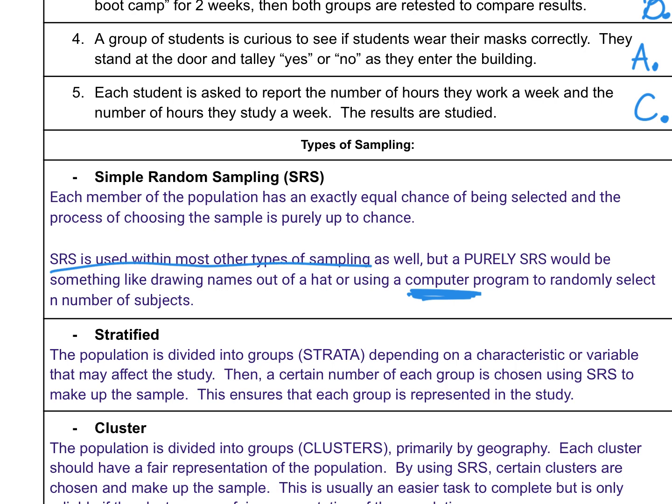And once again, this is when there is an exactly equal chance. Okay, so like winning the Powerball. Okay, everybody that buys a ticket for the Powerball, those Powerball numbers are computer generated. Okay, so there's no bias in that. Everybody has an equal chance of winning. Okay, it's just purely up to chance.